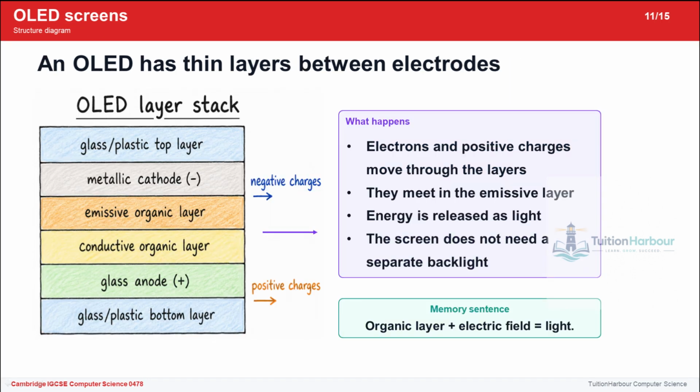OLED structure. An OLED screen contains several thin layers. These include a top glass or plastic layer, a metallic cathode, an emissive organic layer, a conductive organic layer, an anode, and a bottom glass or plastic layer. Electrons and positive charges move through the layers and meet in the emissive layer. Energy is then released as light.